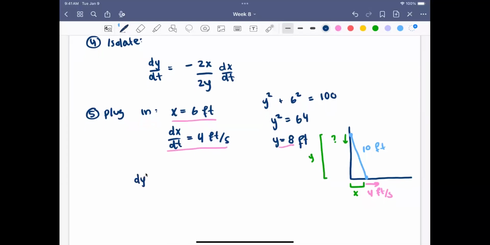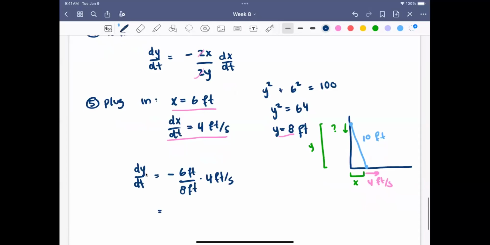So we got dy/dt is equal to, the 2's will cancel each other. So we get minus 6 feet divided by 8 feet times 4 feet per second. So what does this simplify to? Minus 3 feet per second.